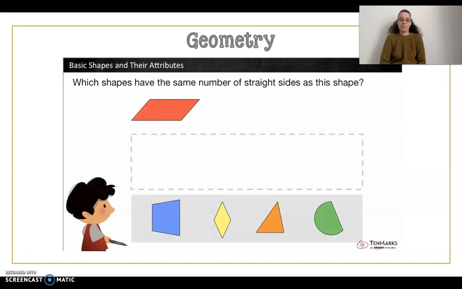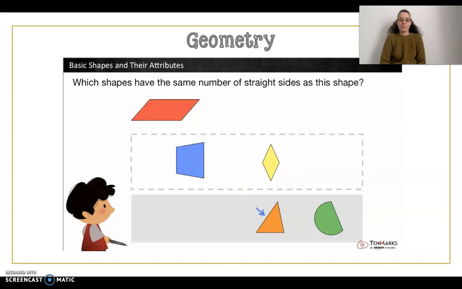Let's look at an example. Which shapes have the same number of straight sides as this shape? This shape has 1, 2, 3, 4 straight sides. Which shapes below have 4 straight sides? This shape has 1, 2, 3, 4 straight sides. It does have the same number of straight sides. This shape has 1, 2, 3, 4 straight sides. It also has the same number of straight sides as the red shape.